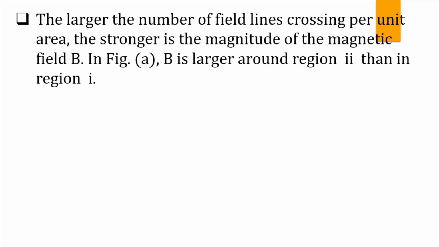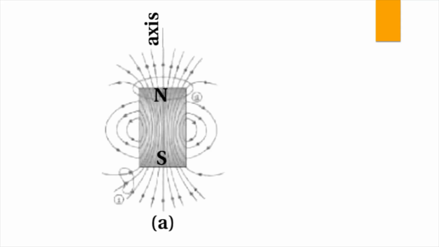The larger the number of field lines crossing per unit area, the stronger is the magnitude of the magnetic field B. In figure A, you can see magnetic field lines at points 1 and 2. You can see two circles, one at the bottom near the south pole and the second one near the north pole. You can see two small closed loops, right?